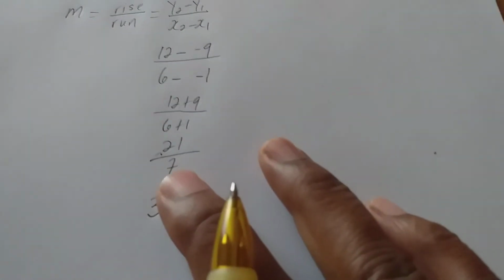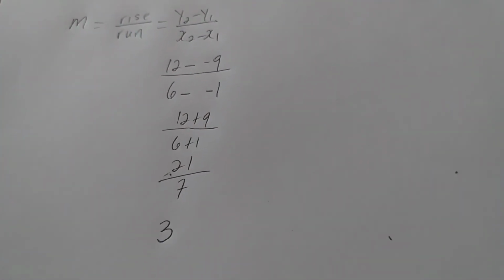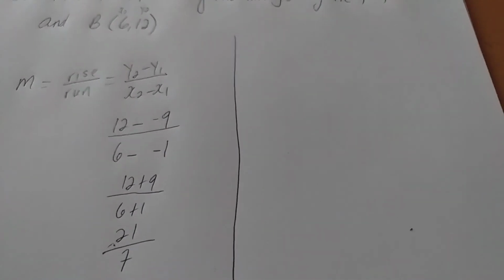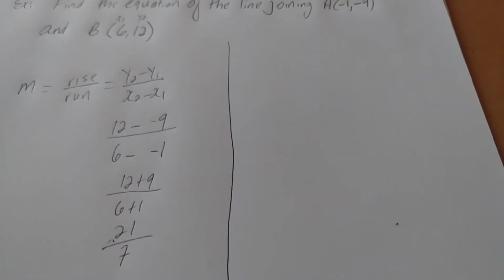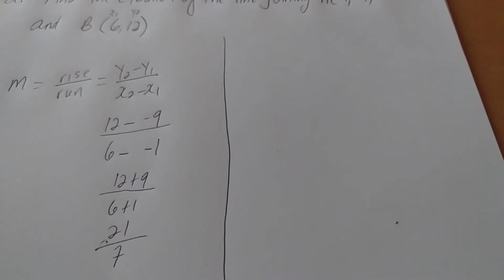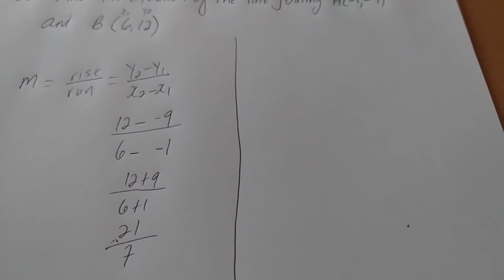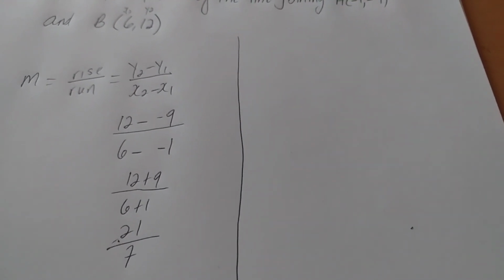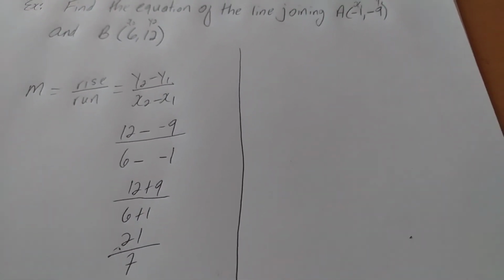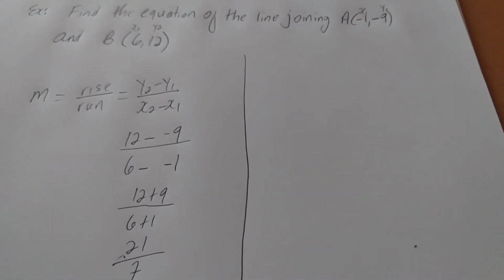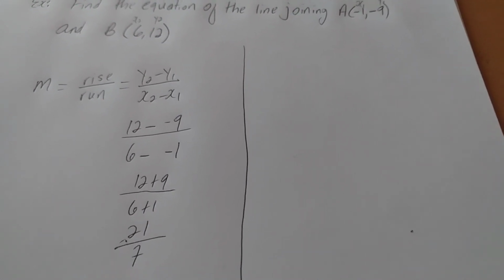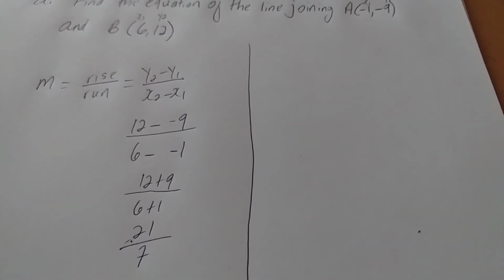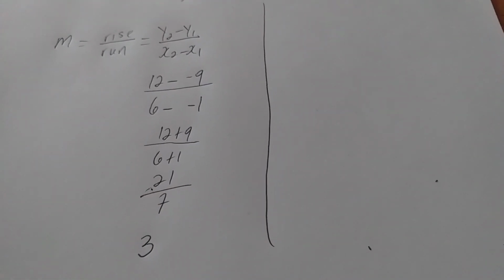Now that we have found our gradient, we can move to finding the equation of the straight line. To do this, we're going to be using this particular rhyme. It goes as this: find the slope, pick a point, use the general form. If the equation of a straight line is what you want, find the slope, pick a point, use the general form. So we have already found our slope, which is 3.